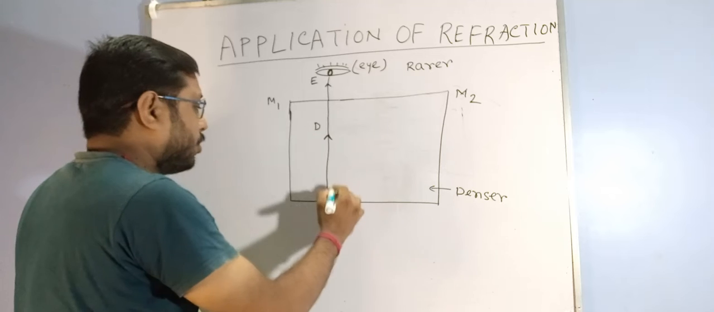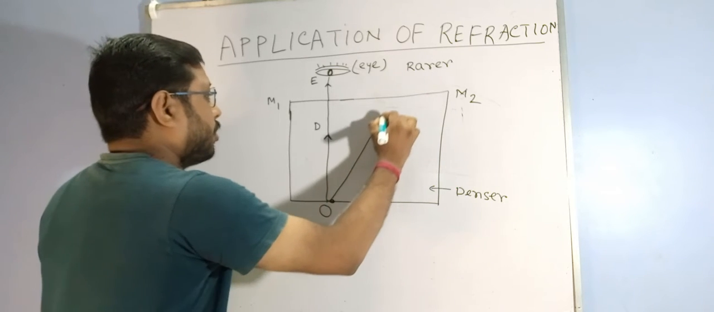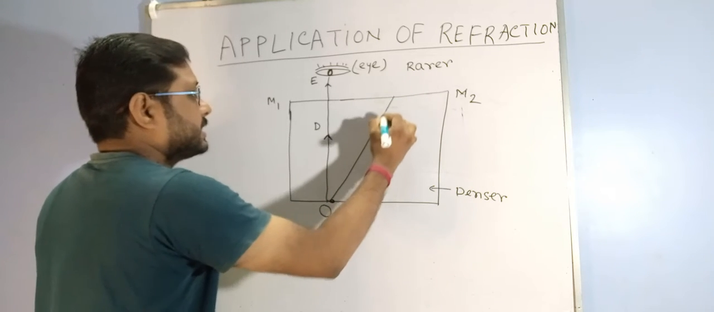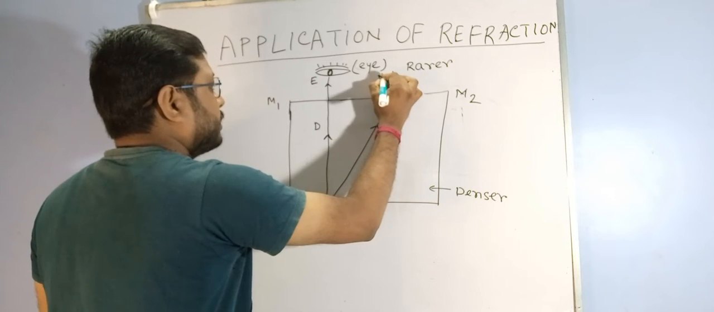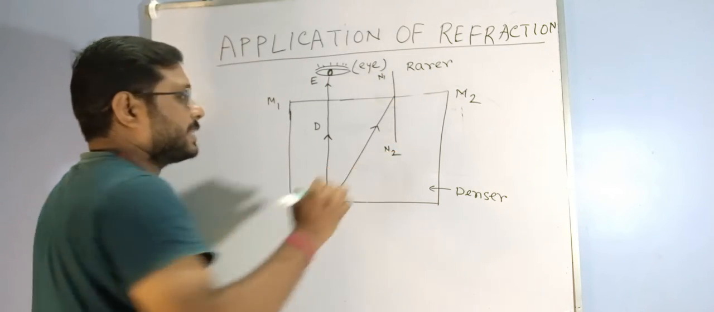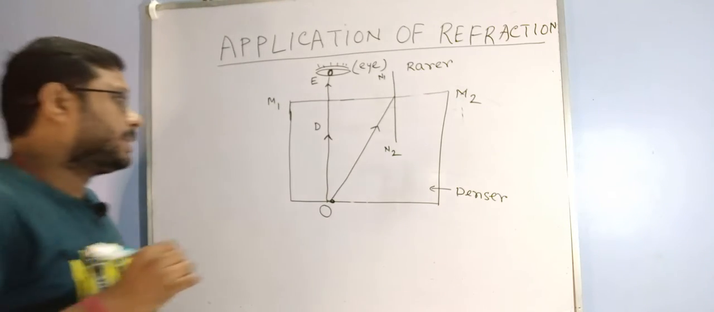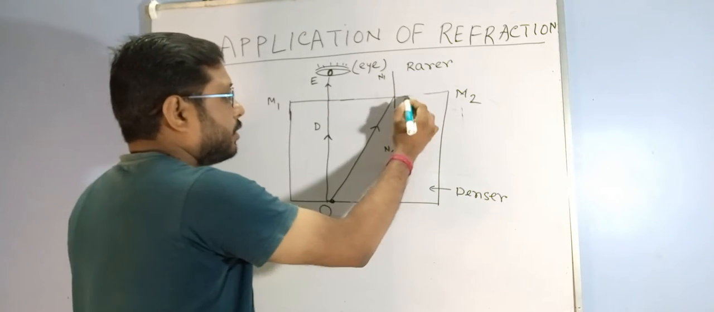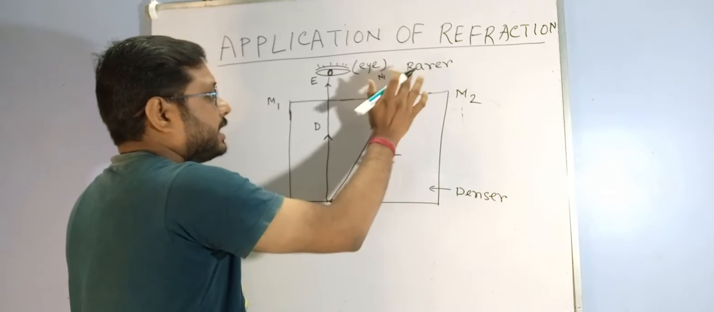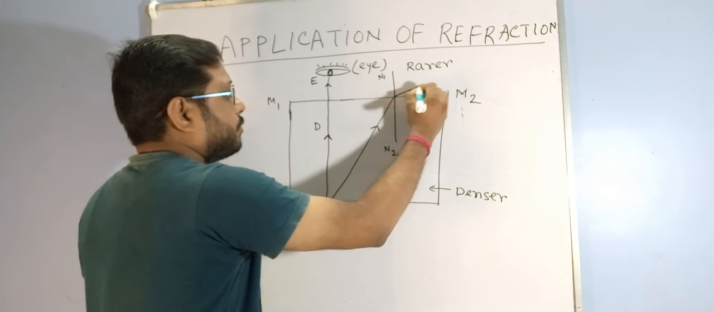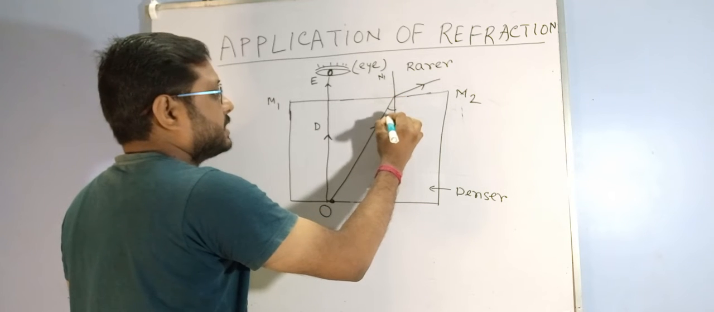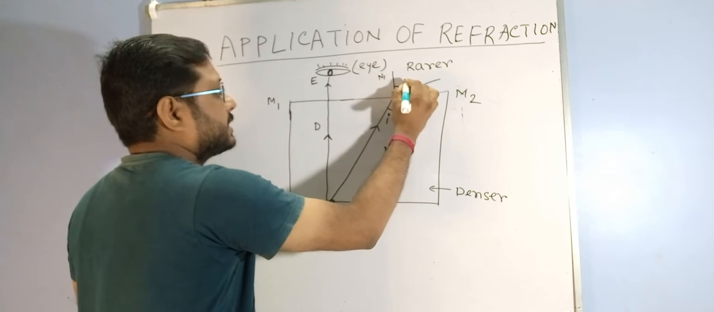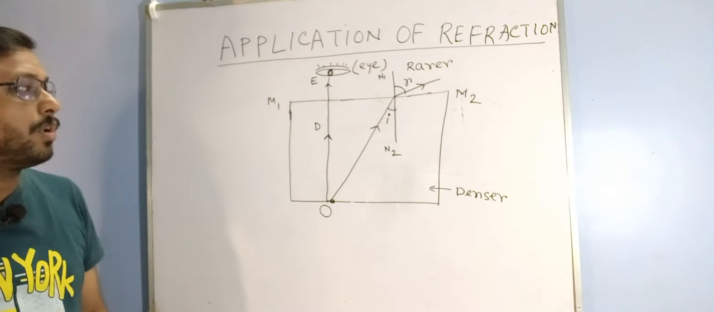ray goes obliquely on the refracting surface, and if we draw a normal on the refracting surface, as per the law of refraction you know that the refracted ray when refracting from denser to rarer, the ray is bent away from the normal. That is, this is the angle of incidence I, this is angle of refraction R. I hope you all understand it.